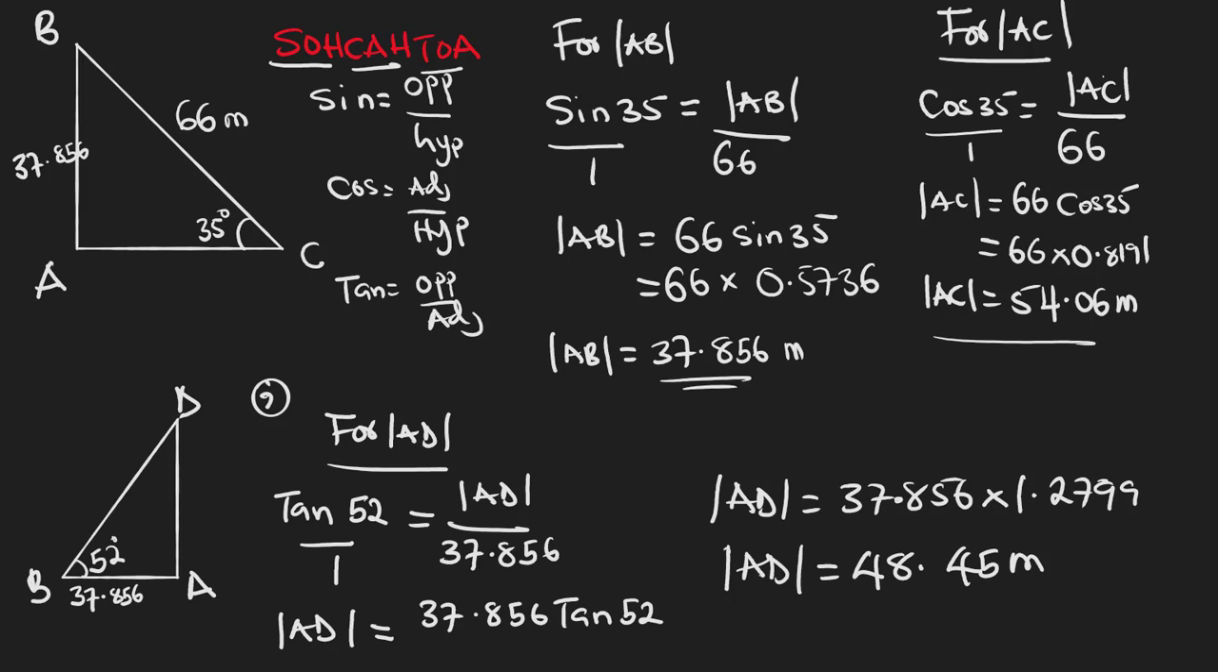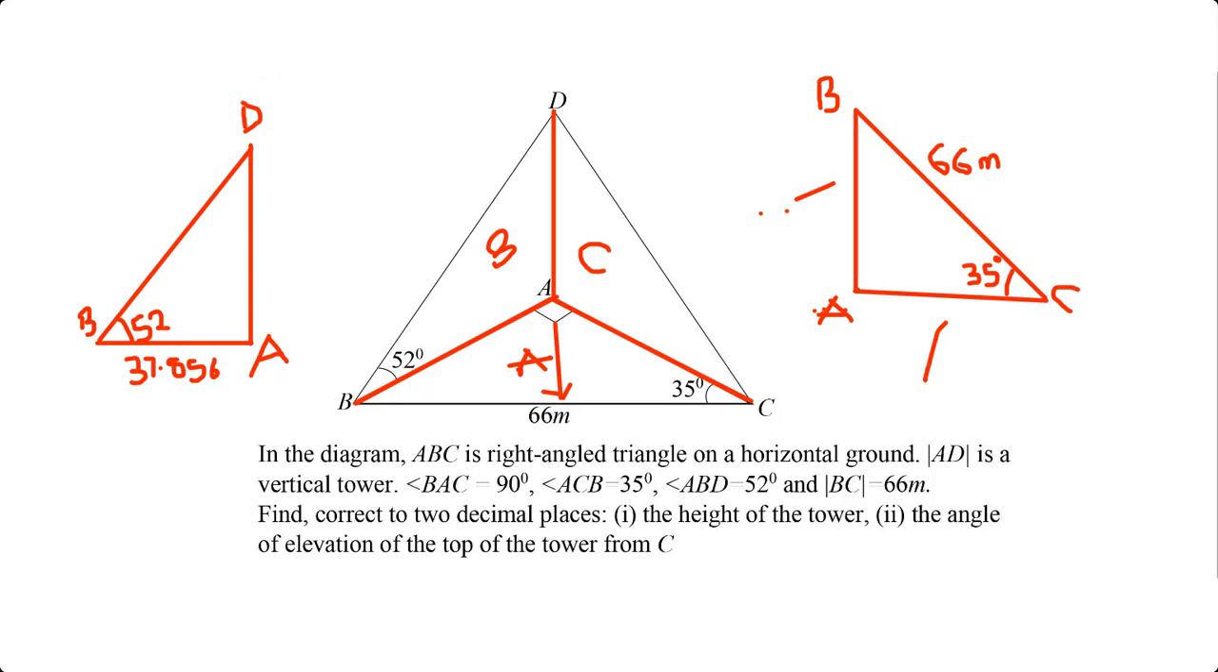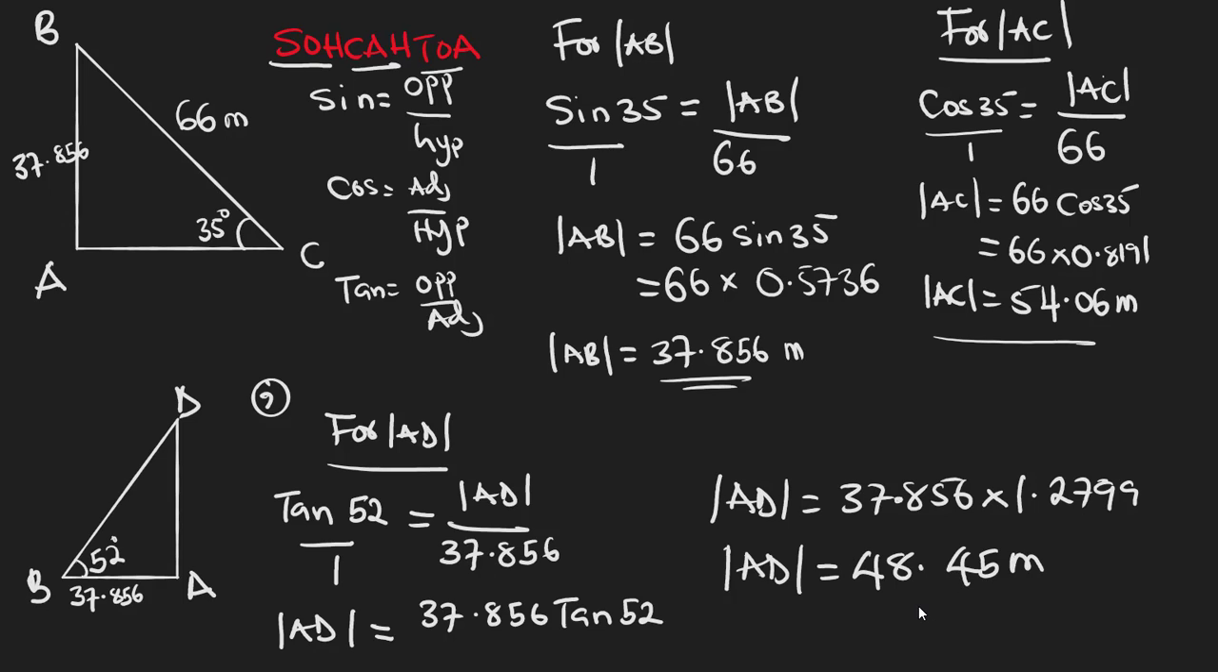So remember that our question says that we should leave it in what? We should correct our answer to 2 decimal places, right? In 2 decimal places, it will be 48.45, because this is 2 decimal places. So we've answered the first question.